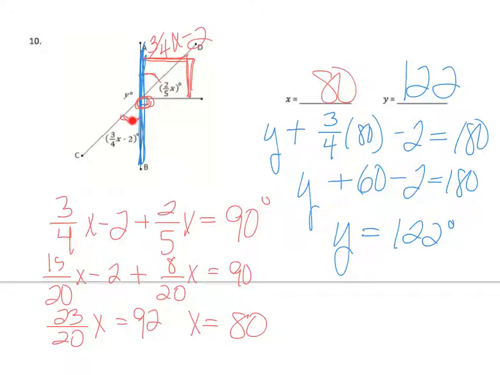Then I drew a handy dandy blue line, because we know lines are 180 degrees. So this whole angle here is 3x minus 2 plus y degrees, which is 180. y plus 3 times x minus 2, but we know that x equals 80, equals 180. Do some math. I got y equals 122.